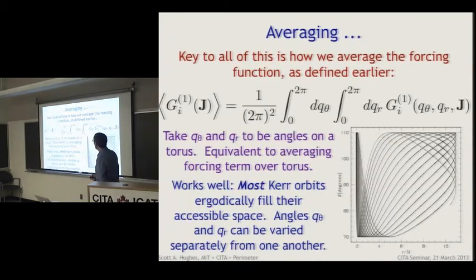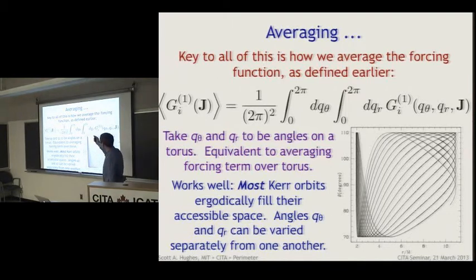Okay, so backing up, key to all this was how I defined this averaging, which is essentially an averaging with respect to these angles that we use to define the motion. So why are you not averaging over phi? I'm not averaging over phi because, thanks to the axisymmetry of the spacetime, the forcing function is independent of it. So it comes for free. The key to this is averaging the behavior of these forcing functions. They depend on r and theta, but they're independent of phi and time. So it's a good question. It comes along for free, essentially.